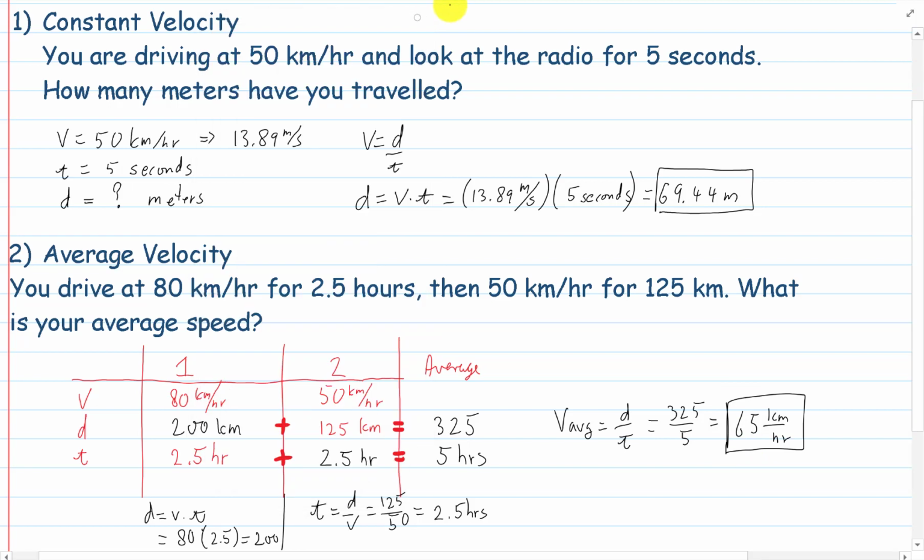Okay, now, because they're the exact same times, we could have just done an average of the two numbers. We could have averaged 80 plus 50 and divided by 2, and we would have got 65. But I just made this question up, fluky, that they were exactly the same amount of time. If it wasn't the same amount of time, you would not be able to average it that way.